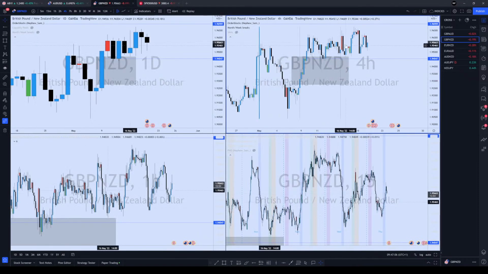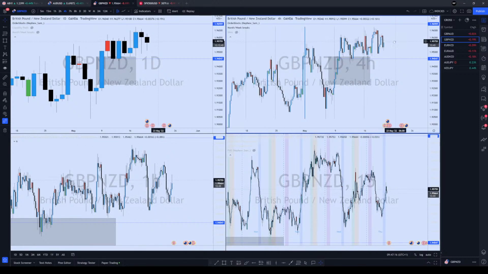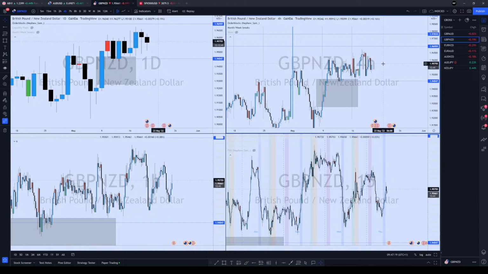Pound New Zealand, that one is still stuck in a range. Very, very painful to watch. I don't think I'll touch this right now. I just don't like it.